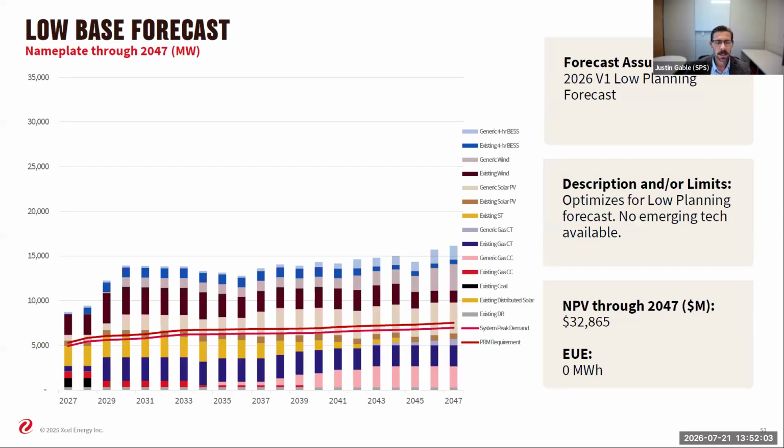All right, so this is our low base forecast. This was the exact same approach that we took in our regular planning forecast scenario. We did not allow emerging tech in this scenario, but we did allow 6 and 8 hour batteries. So this was our base scenario for our low forecast. This is where we make all of our comparisons. Now we'll just quickly toggle through the next couple of slides.